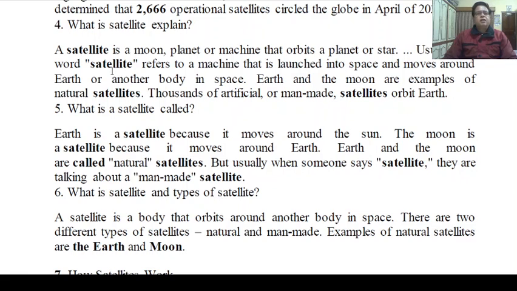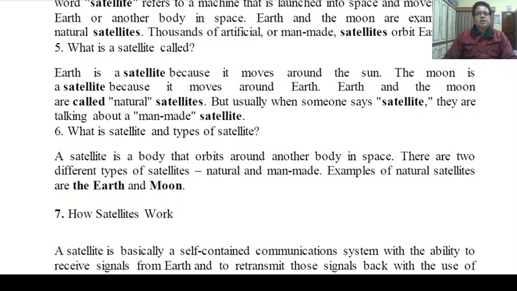What is a satellite? Explain. A satellite is a moon, planet, or machine that orbits a planet or star. Usually the word satellite refers to a machine that is launched into space and moves around another body in space. Earth and the Moon are examples of natural satellites. Thousands of artificial or man-made satellites orbit Earth.